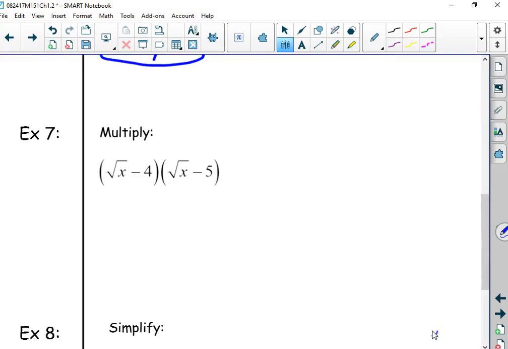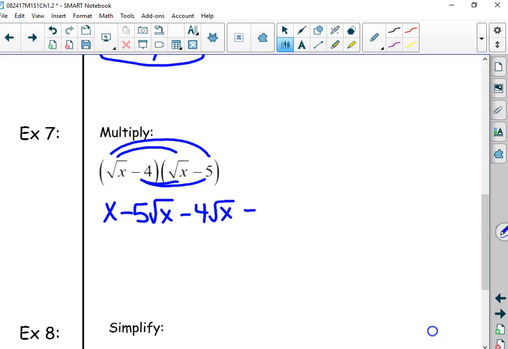All right, little multiplication. And again, there's 4 multiplications here. Square root of x times square root of x is just x. So I'm multiplying here and here. So next multiplication, negative 5, square root of x. Okay, the second two multiplications, negative 4 square root of x plus 20. So we get x, negative 9 square root of x plus 20. Kind of hard to believe, but that's actually a quadratic. It's just degree 1.